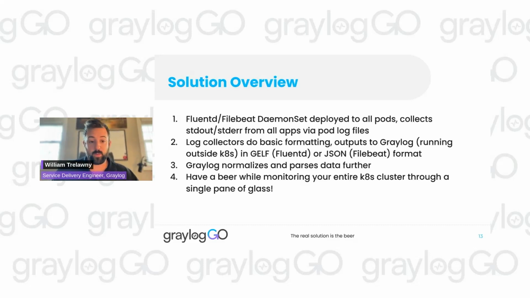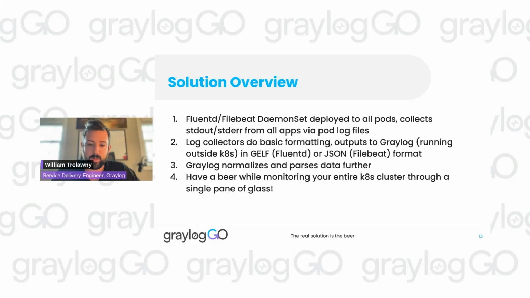This could work perfectly well with Graylog in Kubernetes. There's no reason why it couldn't. But as of yet, we don't have an official Graylog Kubernetes Helm chart. So hopefully by next Graylog Go, we'll have that and I can show that off.